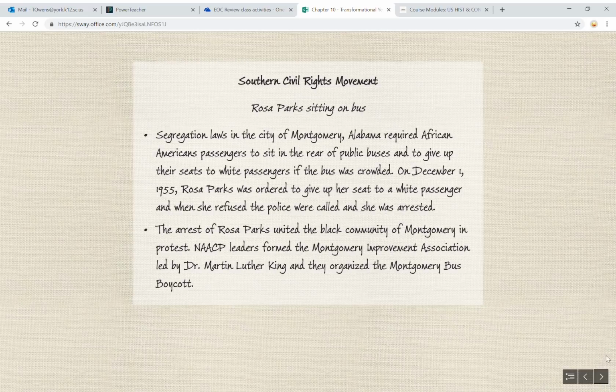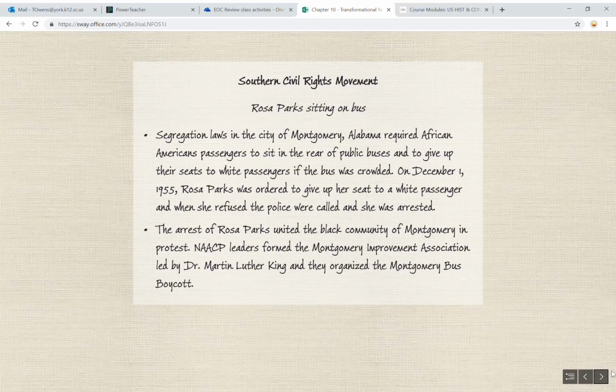Probably the first real action, of course Brown versus the Board of Education got everything rolling, but the first real action is going to be Rosa Parks sitting on the bus. Now, this is in 1955, so this is just within a year of Brown versus the Board of Education. And the story goes that Rosa Parks was tired. She's a Black woman riding the bus. She gets on the bus and takes a seat that's available at the front. And she's going to sit down.